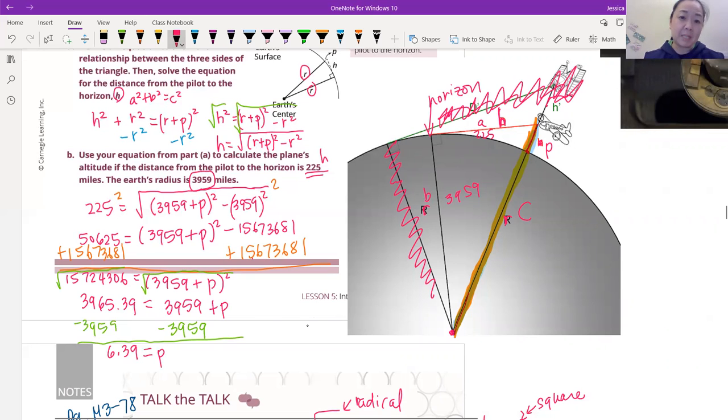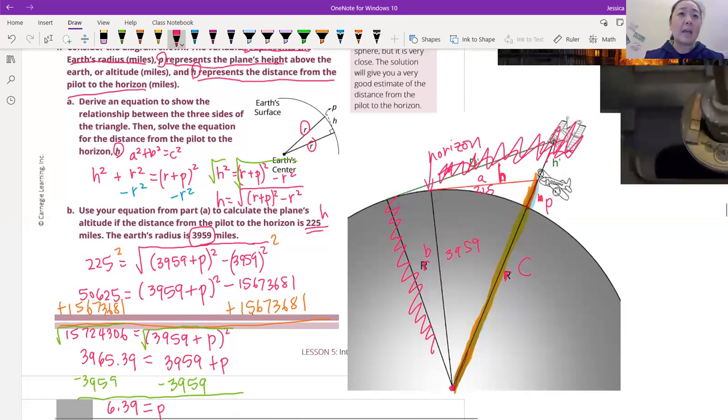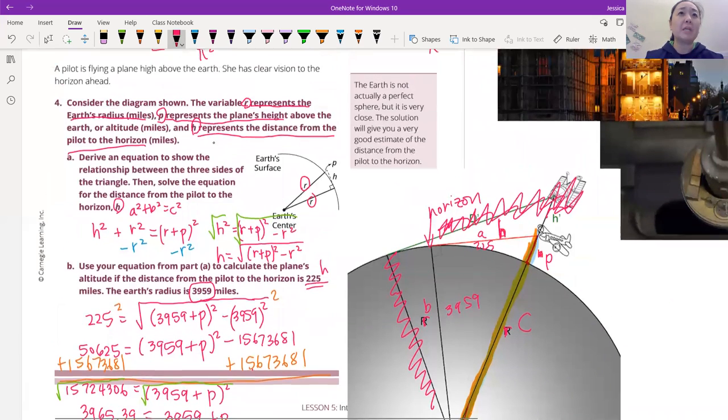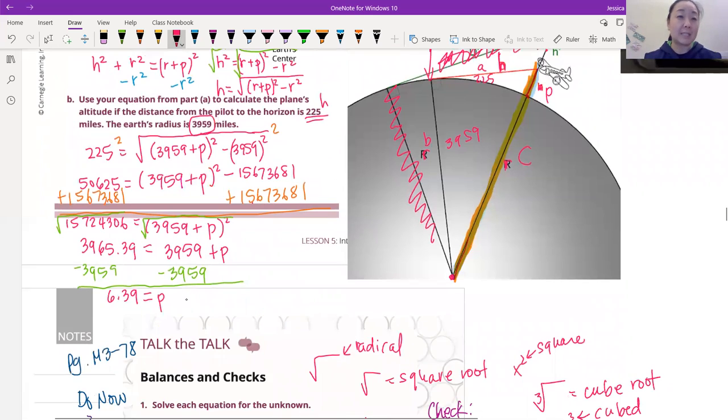Now that better not be in feet because that means that the plane is landing. And if we look right over here at the P, it says P represents the plane's height above the earth, or altitude, in miles. So this makes sense. So they're about 6 miles above, or close to 6.5 miles above the earth. They're really, really high up. So they're 6.39 miles above the Earth's surface, just to be clear. Not above the Earth's core. They're not inside the core.